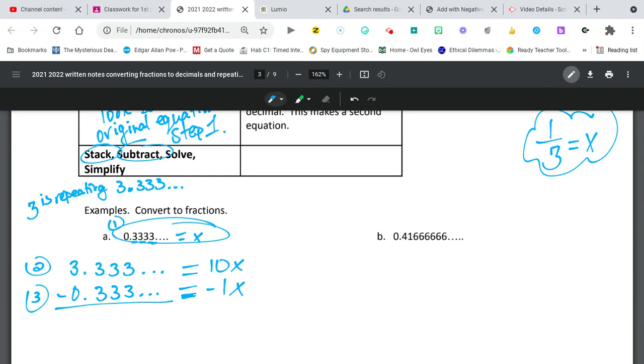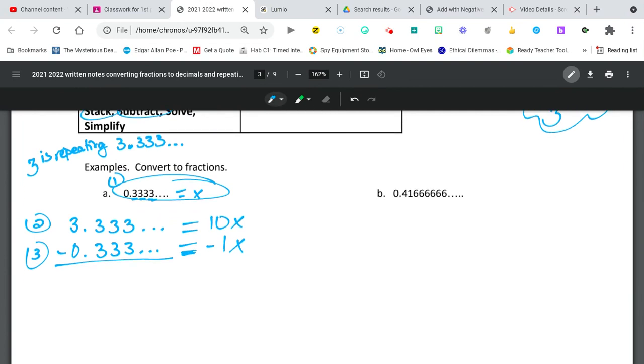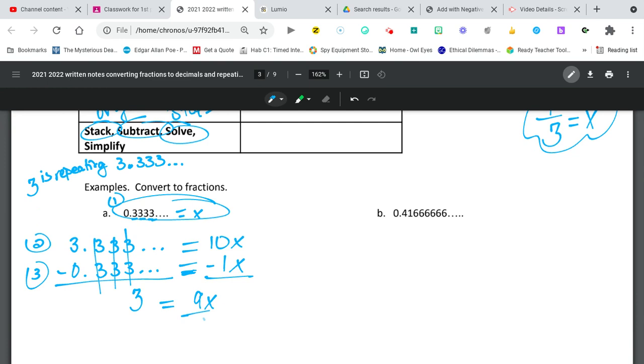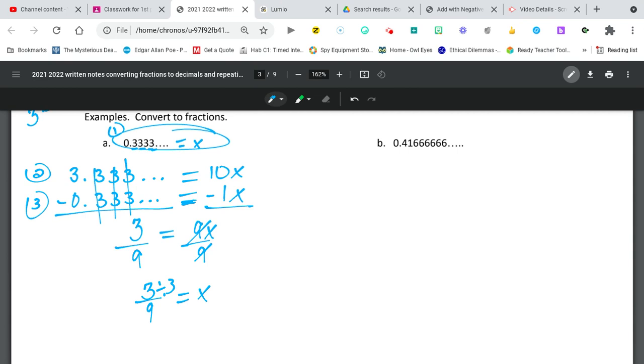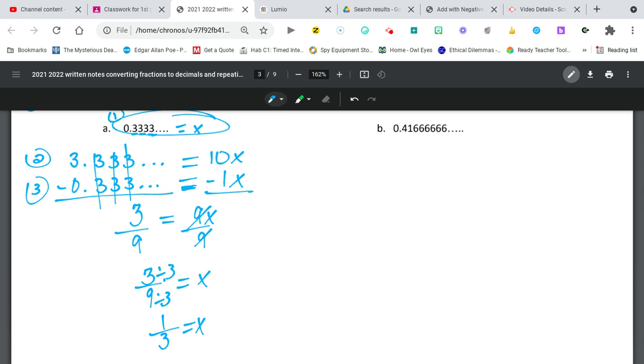And then you subtract them. Subtract, subtract. So on this side, 3 minus 3 is 0. 3 minus 3 is 0. 3 minus 3 is 0. 3 minus 0 is 3. So this basically changes to the number 3. And on this side, 10x minus 1x is 9x. And then you solve because you got an equation. Divide both sides by 9. The 9 is multiplied by x, and the opposite of multiplication is division. So I get 3/9 equals x. And then it says simplify. Divide them both by 3. So 0.3 repeating just equals 1/3 as a fraction, guys.